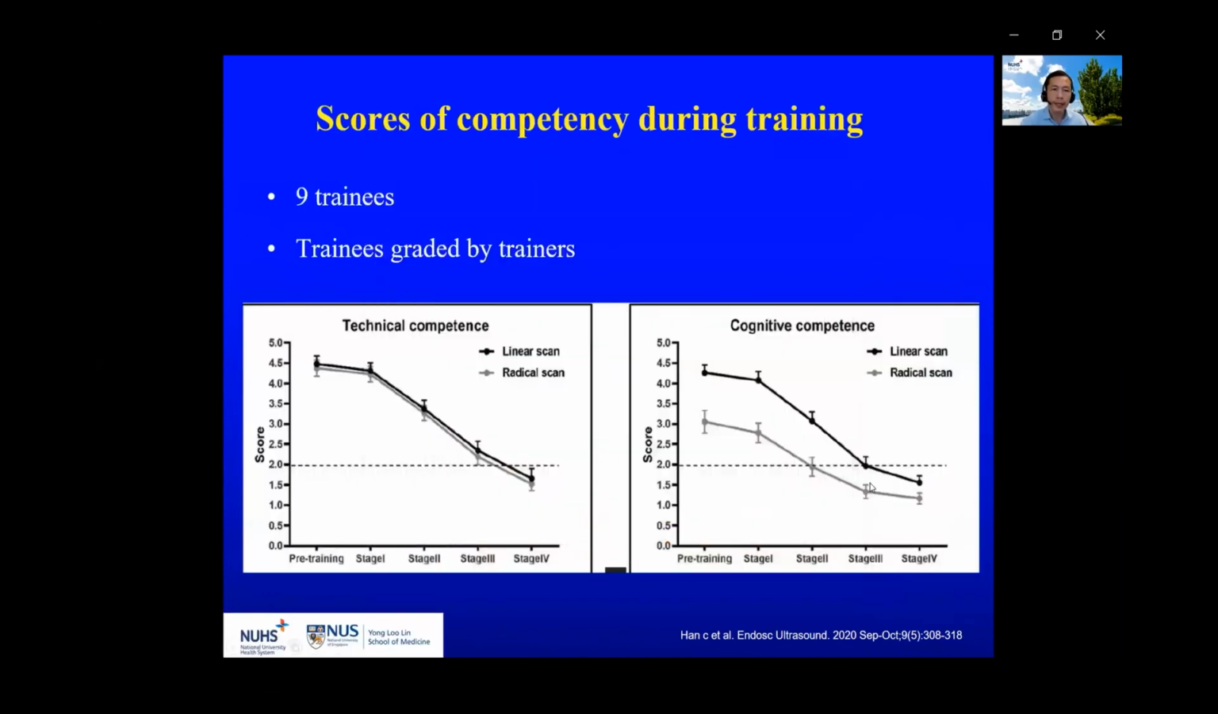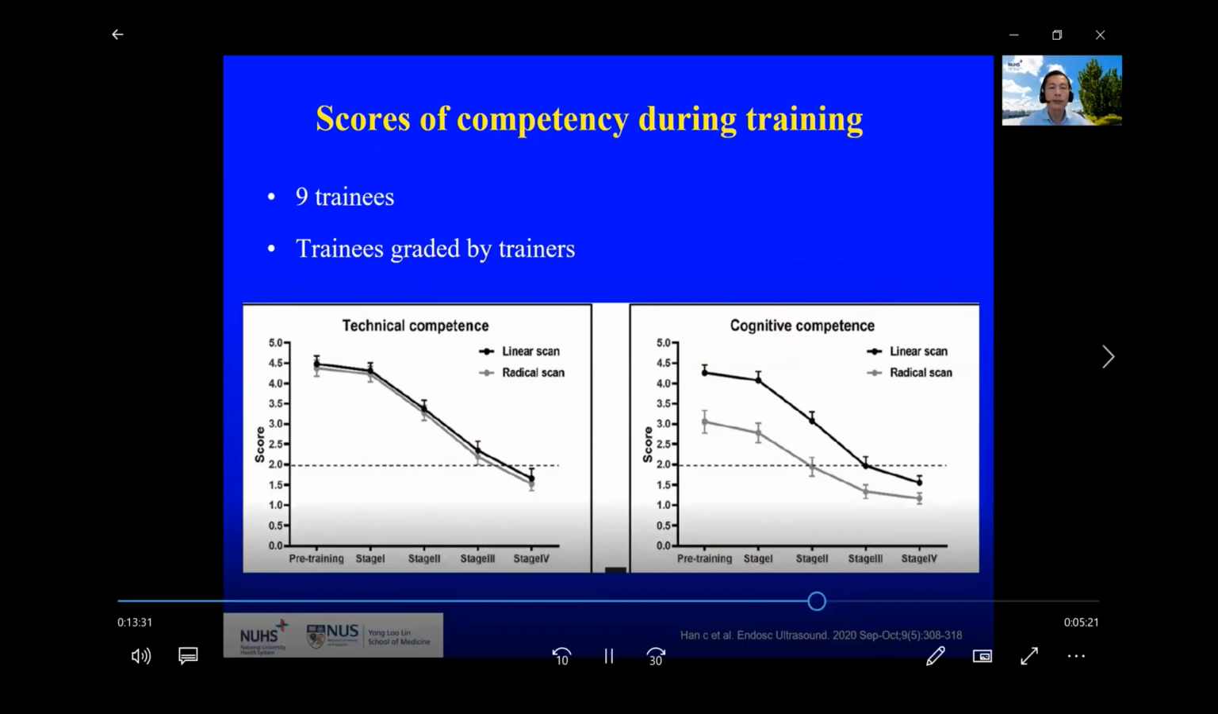And then the 9 trainees participated in this particular study, and at each stage, the trainees were graded by their trainers. So I think this graph shows that in both the technical as well as the cognitive aspects, competency was actually achieved and also improved progressively from stage 1 up to stage 4 in this particular training workshop using the TZAT tool.